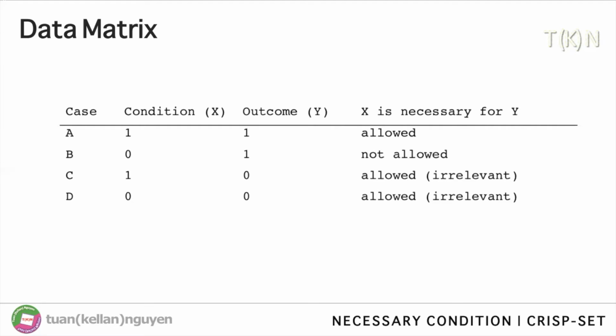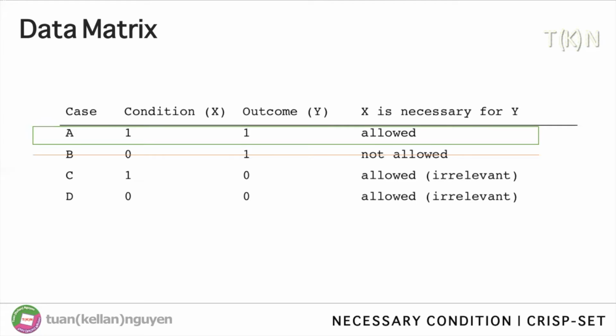When we have cases with Y equal to 1 and X equal to 1, like case A, and no cases with Y equal to 1 and X equal to 0, like case B, then we have empirical evidence to confirm that X is necessary for Y. In addition, with a necessity claim of X for Y, cases with non-Y are not covered, and we are not interested in the value of X in those cases, such as case C and D.